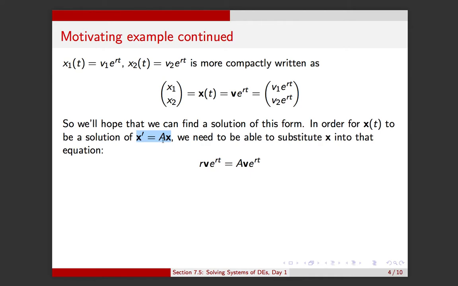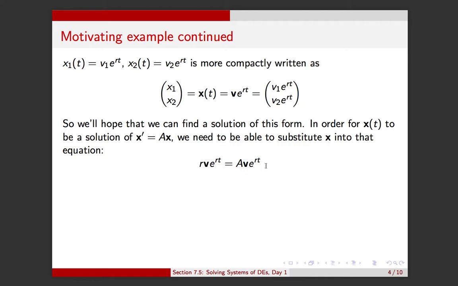Okay, well, if I take the derivative of bold x, this v vector is just a constant, so really I'm just differentiating this exponential, and we know how to do that. The chain rule just pops an r down. On the other side, I'm just plugging in the vector x, a times x, where again, x is this v e to the rt. So here I have the derivative of vector x equals a times vector x.